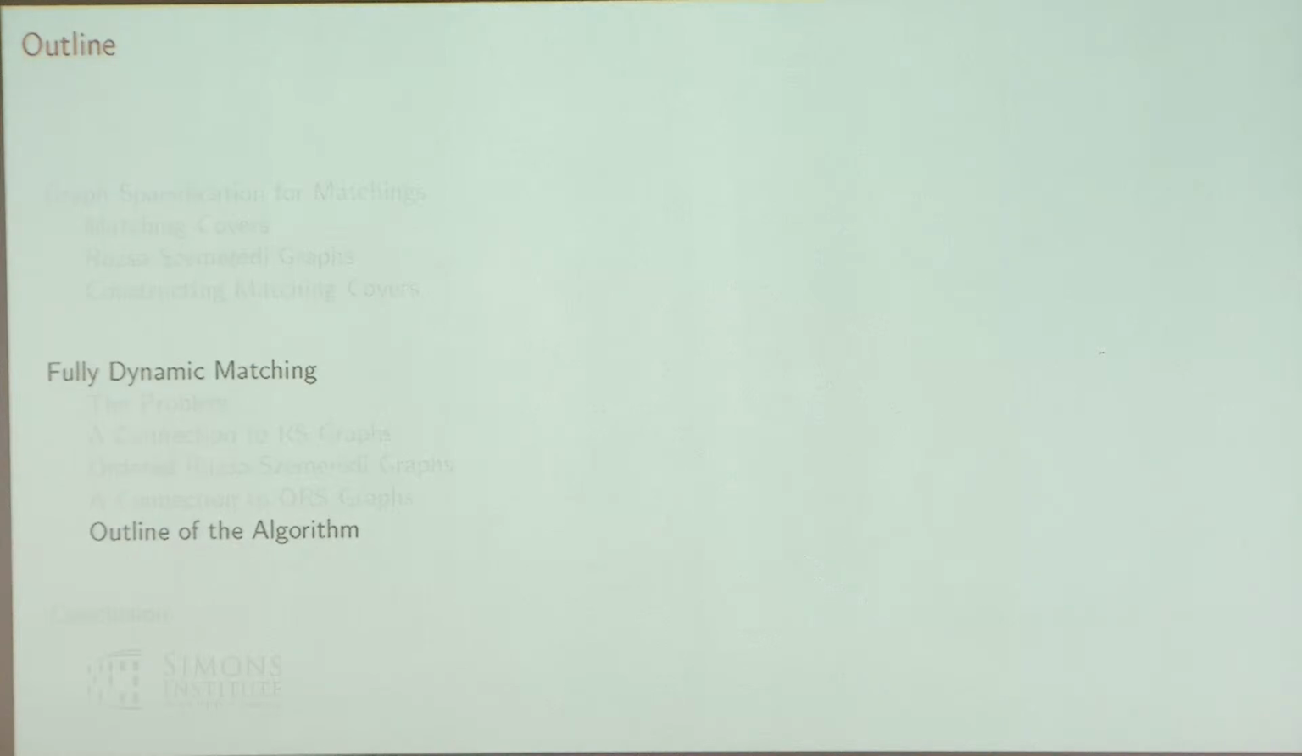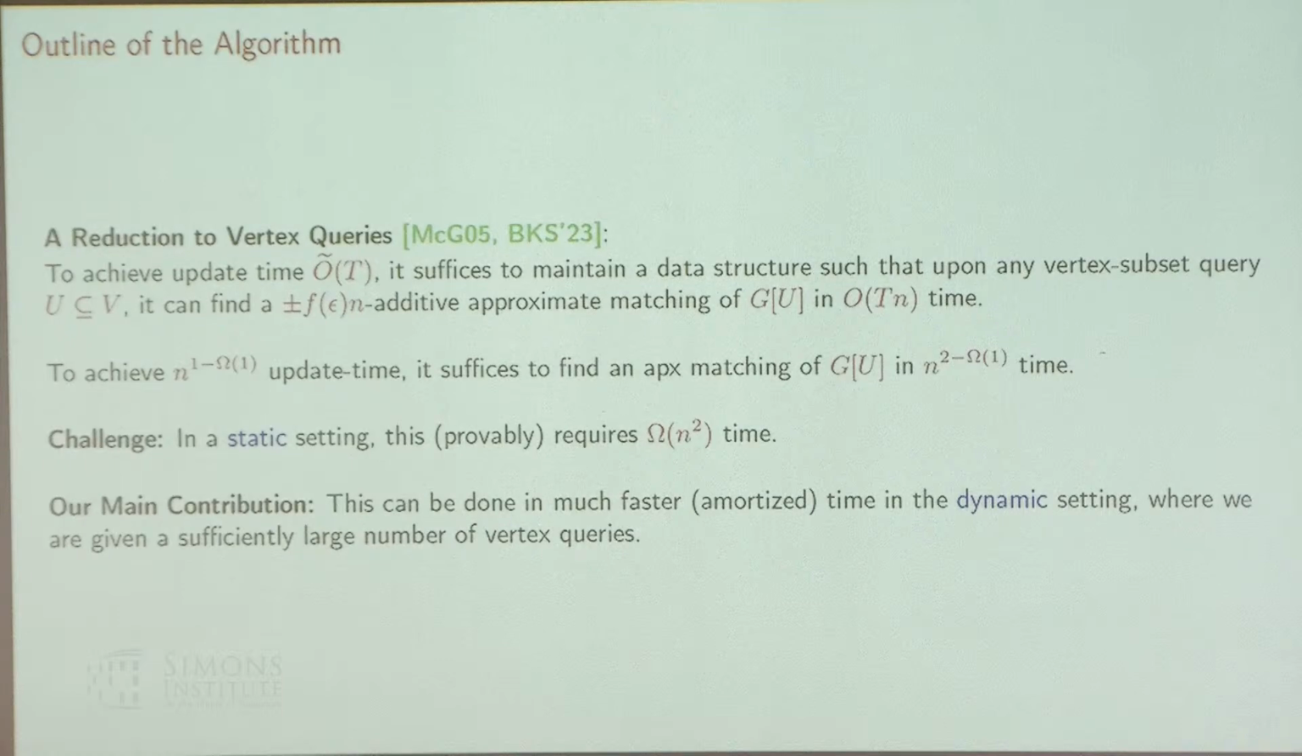But let me tell you a little bit about some of the key insights behind the algorithm that I found interesting. The first tool we are going to use is a reduction to a version of the dynamic matching problem where we are given vertex queries. To achieve an update time of t for the fully dynamic matching problem, it suffices to maintain a data structure such that upon any vertex subset query U, it can find an epsilon n additive approximate matching of G induced on U. Now, instead of t time, it can spend even t times n time.